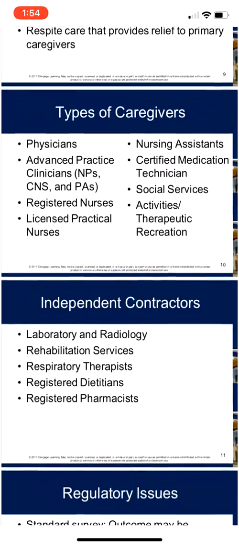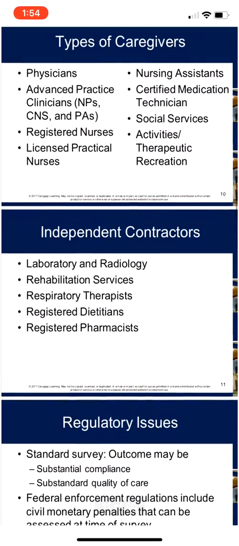And then we have some different independent contractors. In a long-term care facility, most of the ancillary services and many of the professional services are provided through independent contracts with outside resources, such as laboratory, radiology, pharmacy, and rehabilitation, including physical, occupational, speech, and respiratory therapy services. As independent contractors, these providers are not employees of the facility and usually are not present physically within the facility on a full-time basis.